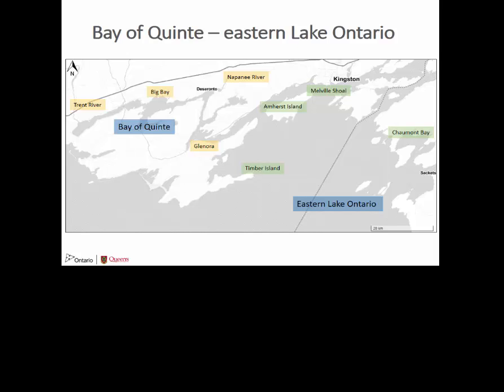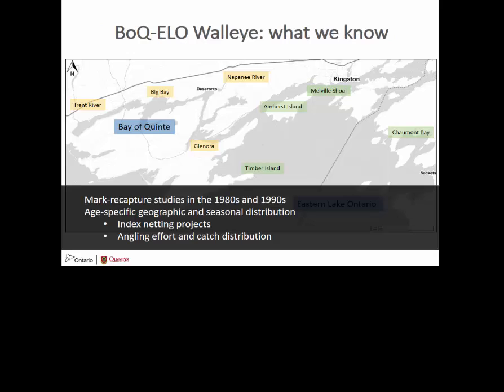I've highlighted some different areas here which I'm going to be referring to, so the Napanee and Trent Rivers, some spawning locations that we know of. As well, though, walleye do spawn along the shoreline in the Bay of Quinte. Once done spawning, the idea is the mature walleye leave the bay. So what do we know already about these walleye?